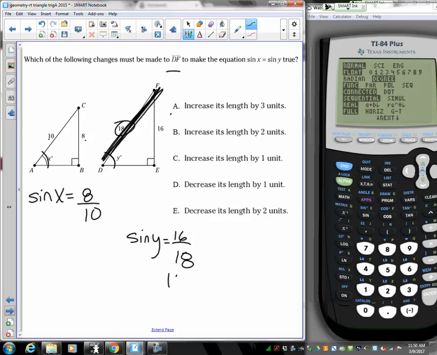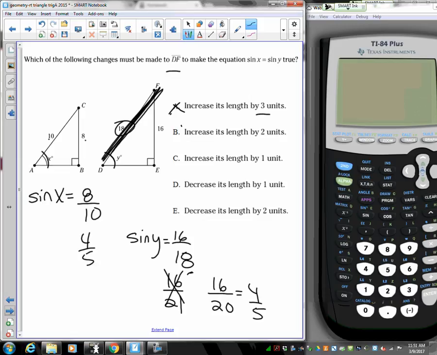So what about increasing it by 3? So is 16 over 21 the same as 8/10? No, it is not. Okay, so it's not A. All right, now let's try B. So B, we're going to increase the length by 2. So here we would get 16. If I increase that by 2, that would be 20. Now 16 over 20 would reduce to 4/5, and so does 8/10 reduce to 4/5. So that would be B there.